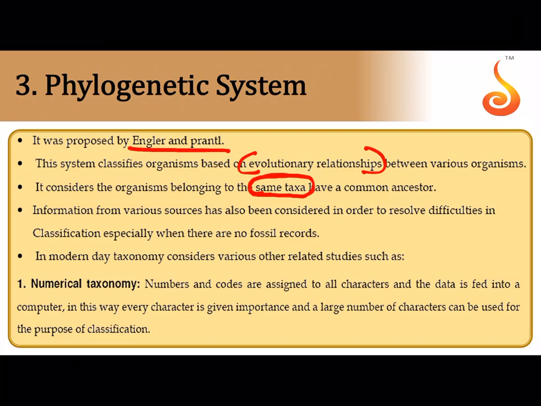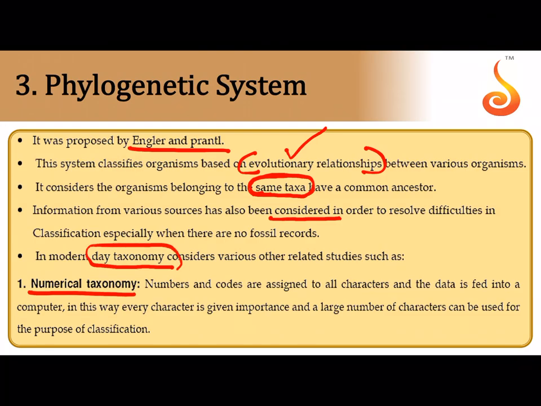Information from various sources has also been considered in order to resolve difficulties. So it not only takes one particular source into consideration, it takes several important ones. For example, genetic studies are performed. You can see the similarities that exist in the genetic material so that you can construct an evolutionary tree, isn't it? Then there are several other types of taxonomy that have come into the picture of late, that is numerical taxonomy.